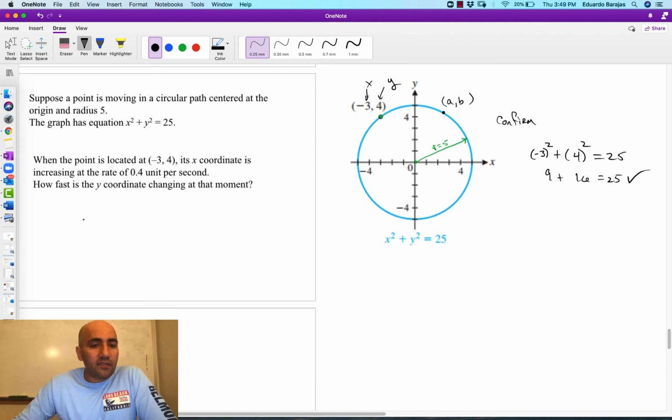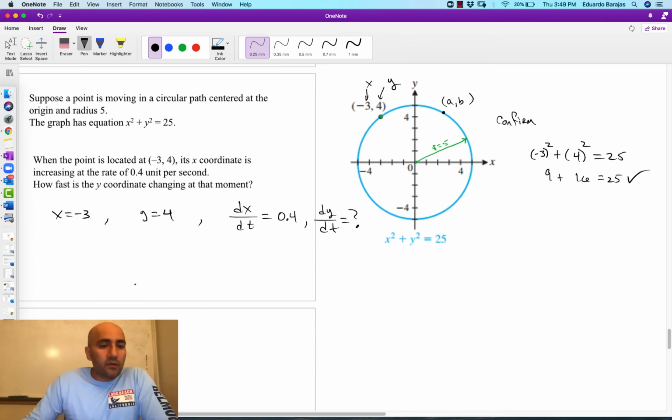So they've given us the x-coordinate, that's -3. They've given us the y-coordinate, that's equal to 4. And they've given us dx/dt, the way that the x variable is changing, and that's equal to positive 0.4. So we have these three things, and what they're asking for is how the y-coordinate is changing. So I know that it's dy/dt that they're interested in, right? That's the question mark. This one's going to be an easy one, way easier than the one before.